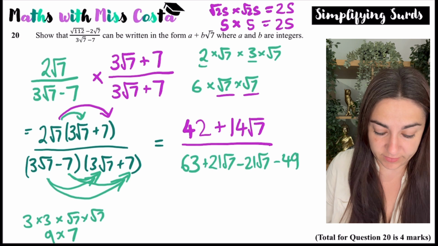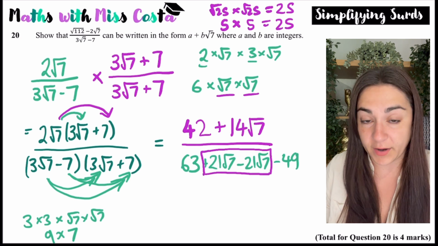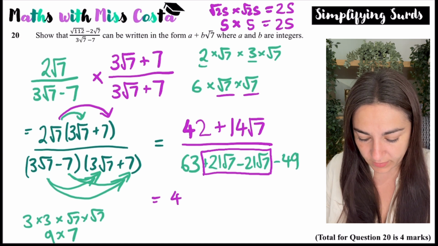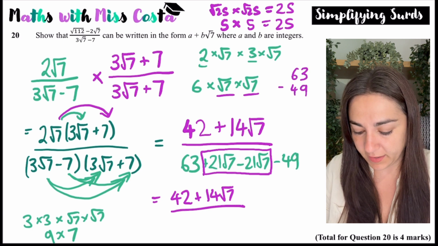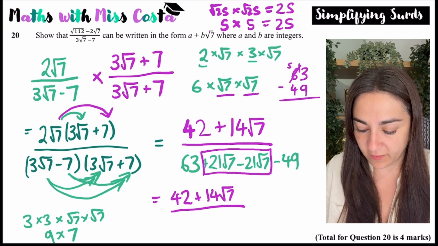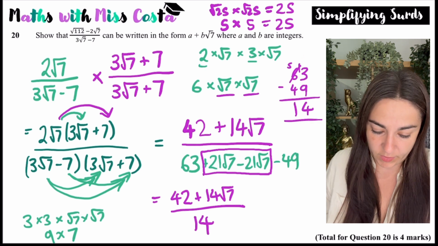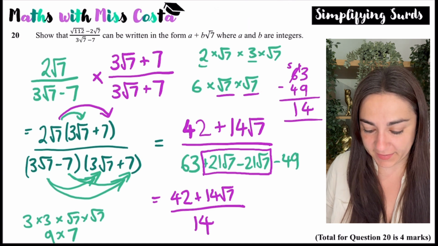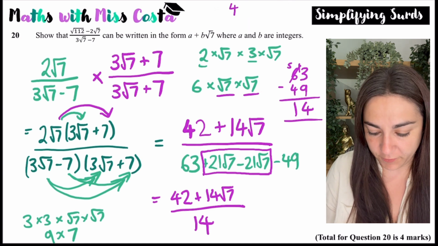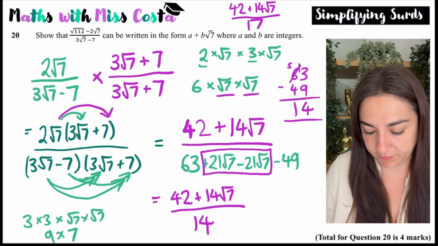So the reason I did the conjugate is because that means that I have two terms here that are going to cancel out. So that's going to become 42 plus 14 root 7 over 63 minus 49. So 3 take 9 I can't do. 13 take 9 is 4, so that would be 14. Okay, so I've simplified my surd and I've got this far. So let's just write this up here. So I've got 42 plus 14 root 7 over 14.